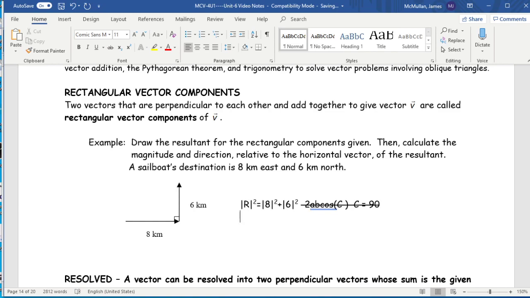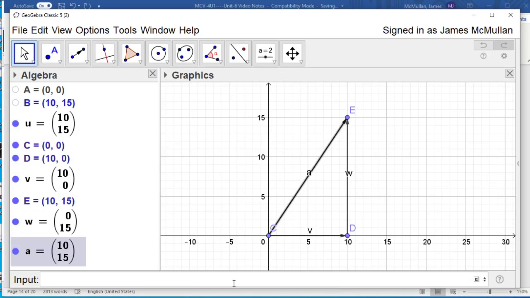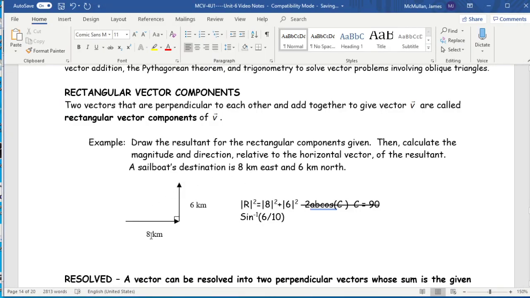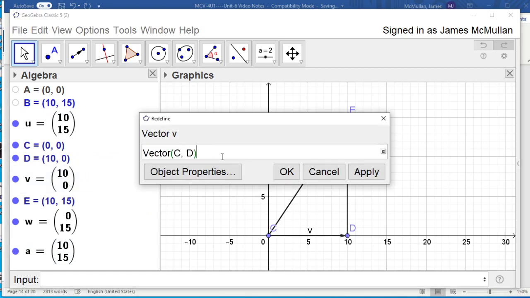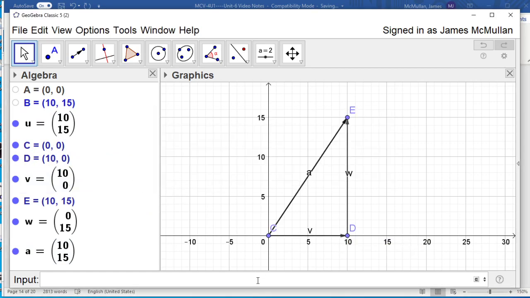Now it says calculate the magnitude and then the direction relative to the horizontal vector. In other words, I would like to know the little angle that would go in this bottom left corner. I could find that angle by doing inverse sine of 6 over 10, right? Because the resultant is 10 here. So let's just do that quickly. It should be 8 and 6, so let's change vector v to be only 8 units over. Change point D to be 8 units over, and change point E to be 6 units up.